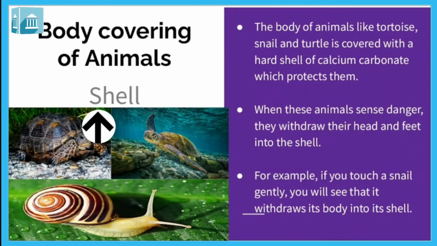Now the second subtopic is shell. The body of animals like tortoise, snail and turtle is covered with a hard shell of calcium carbonate which protects them. When these animals sense danger, they withdraw their head and feet into the shell. For example, if you touch a snail gently, you will see that it withdraws its body into its shell.